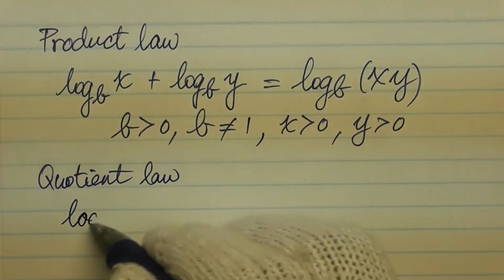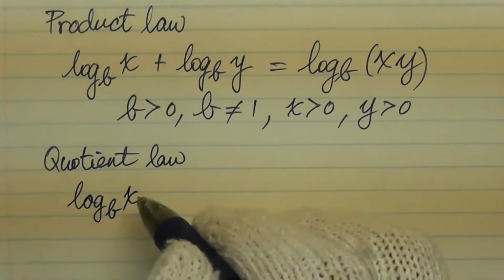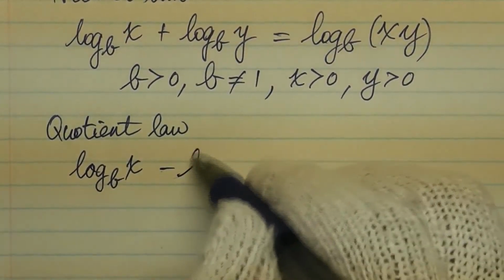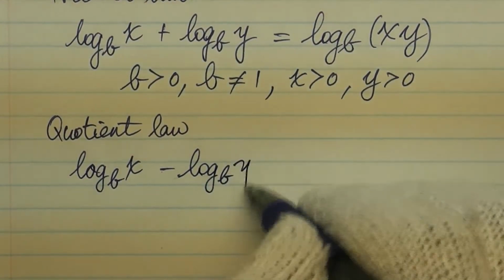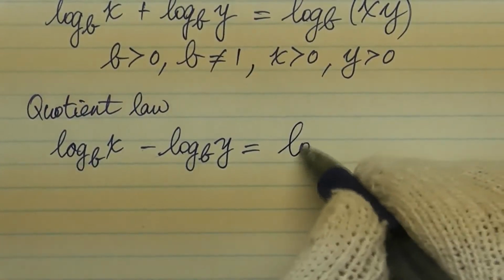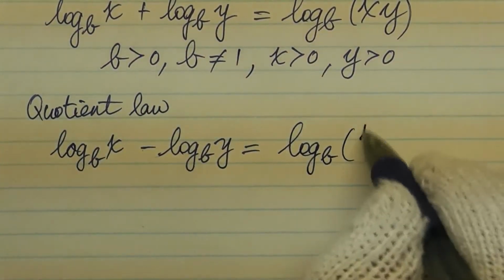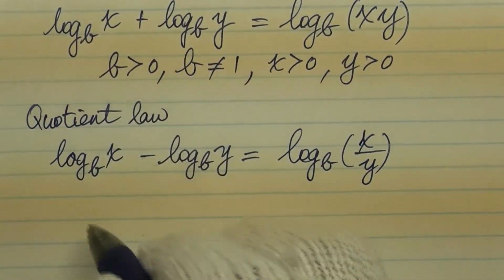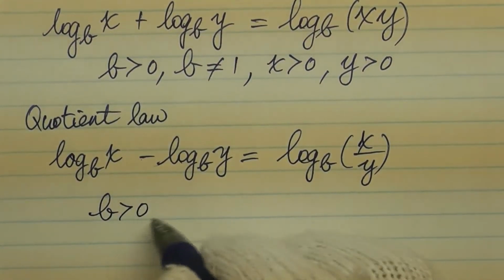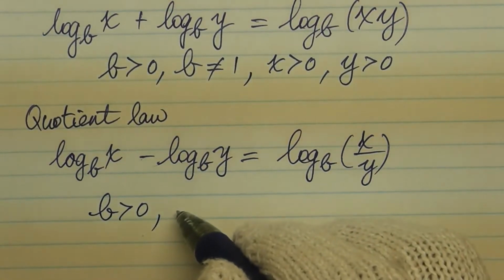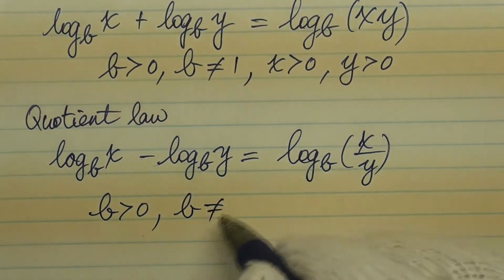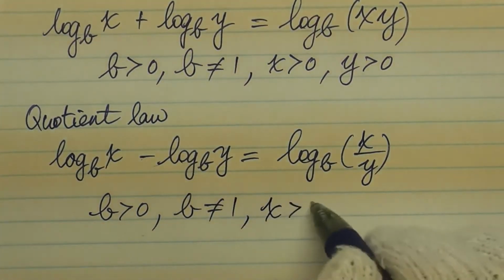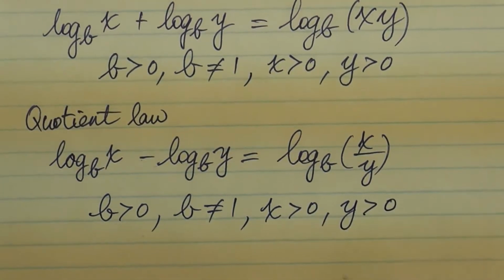which says the log base b of x minus the log base b of y is equal to the log base b of x over y. Subject to the same conditions as before. b has to be greater than 0, b cannot be 1, x has to be greater than 0, y has to be greater than 0.